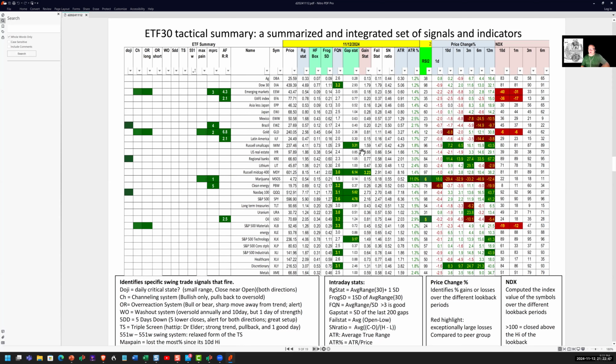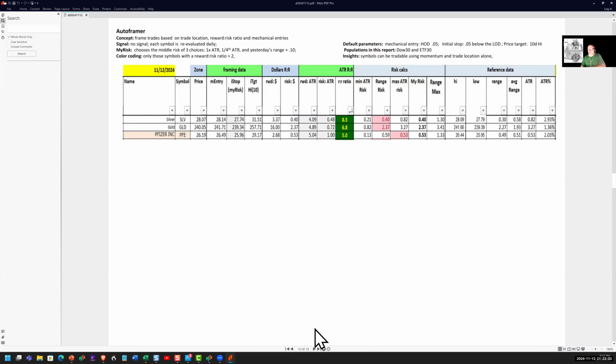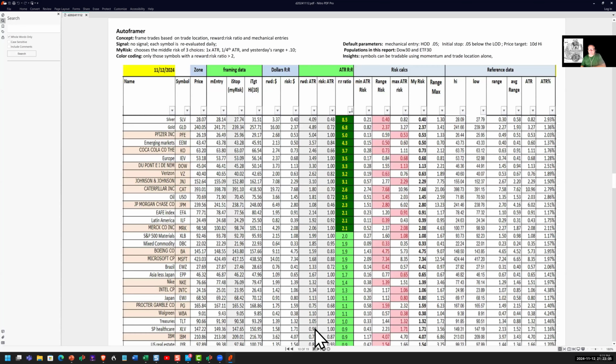The ETFs also did not follow through much. And you had some weakness here in emerging markets, EFA, gold, and materials. So again, this was kind of a tactical pause kind of day after the weekend. We'll see. Tomorrow should be some fireworks. Lots of auto framers because today was a relatively narrow range, and there's a lot of symbols that are a distance away from their 10-day high.